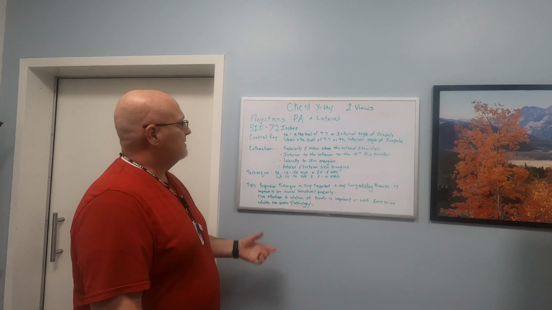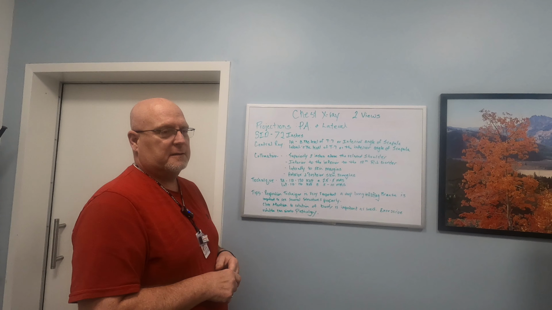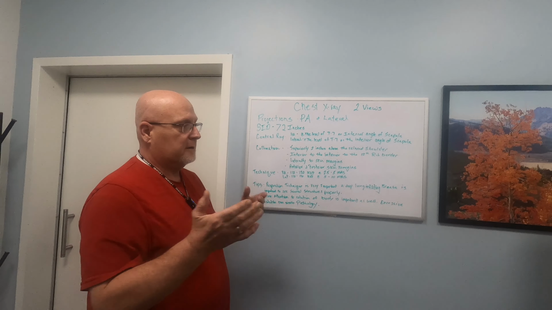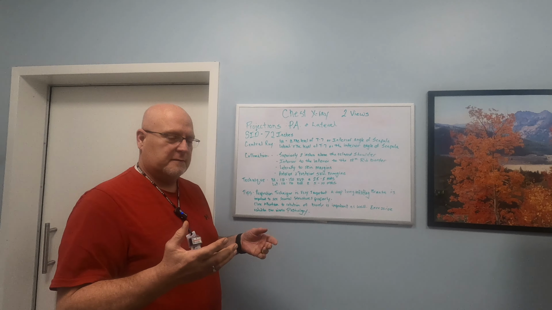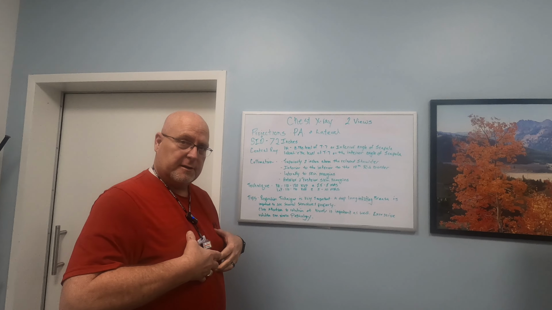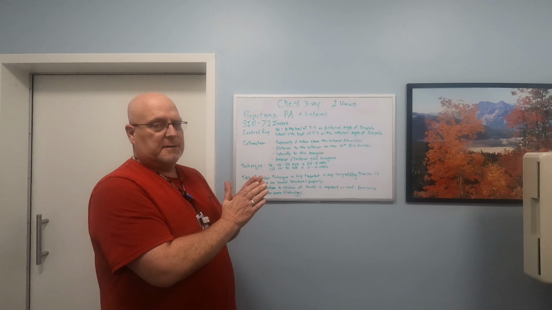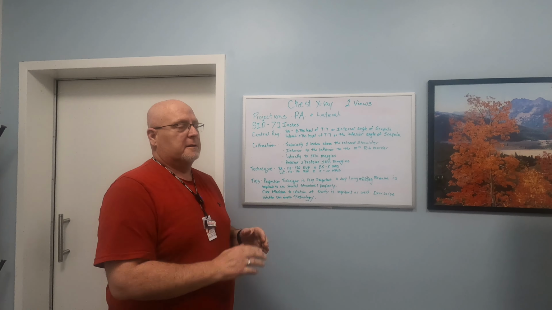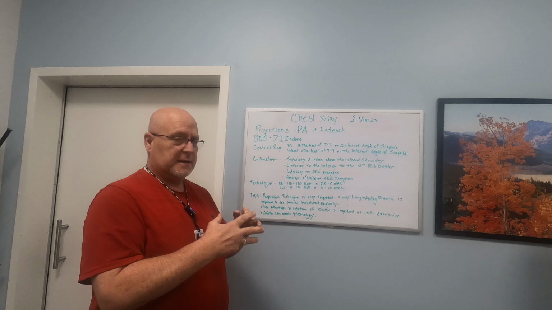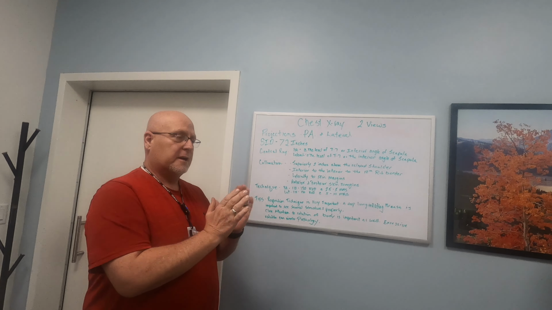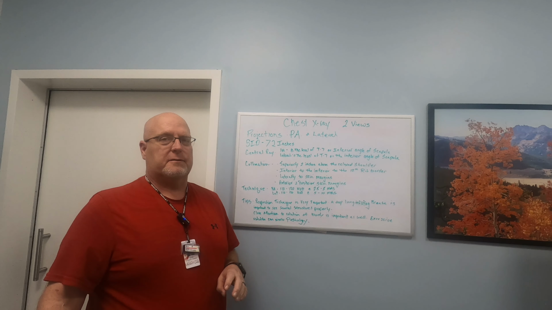SID, source to image distance, is 72 inches, and the reason we do 72, not 40, is that the chest lays on the anterior of your right in front of your spine, and we want that as close to the image receptor as we can. And we're going to reduce the magnification from the OID by using 72 inches.